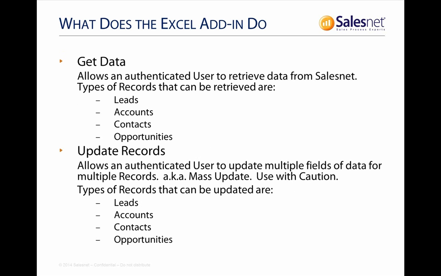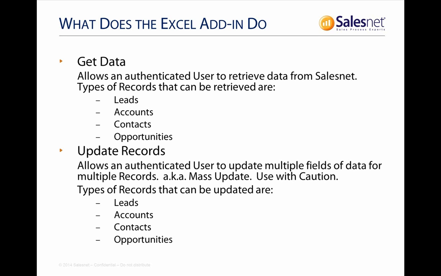Okay, so what does the Excel add-in do? It has two major features. One is to get data from Salesnet. It allows an authenticated user, or someone who's put in valid credentials, to pull information from Salesnet into Excel. And we can download data for several different types of records: leads, accounts, contacts, and opportunities.